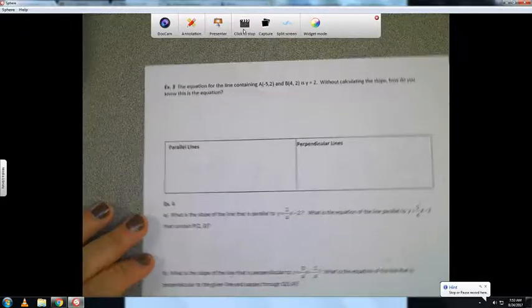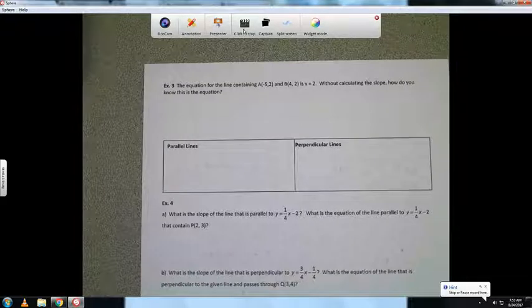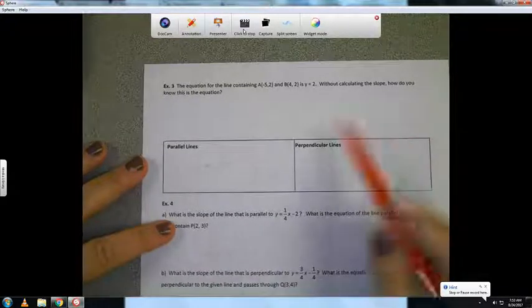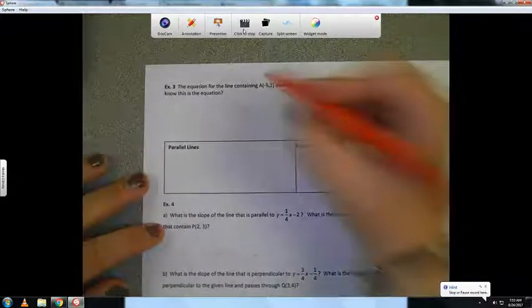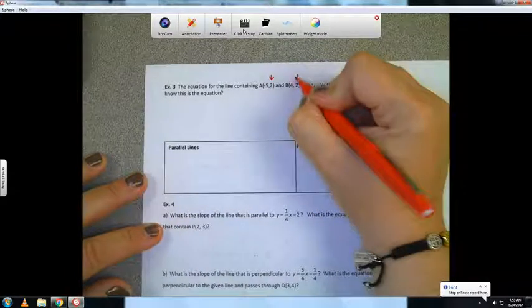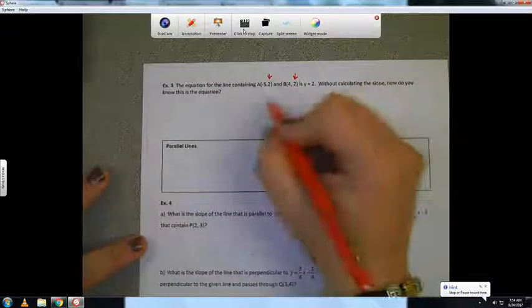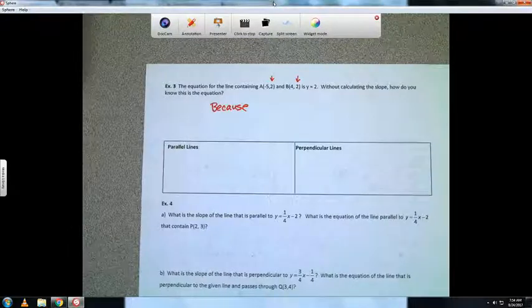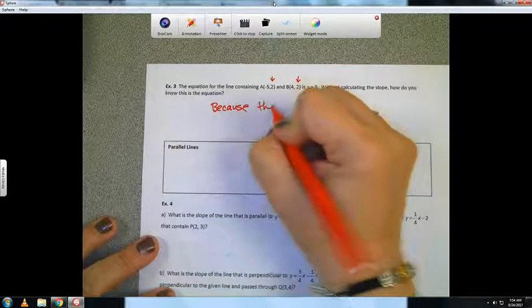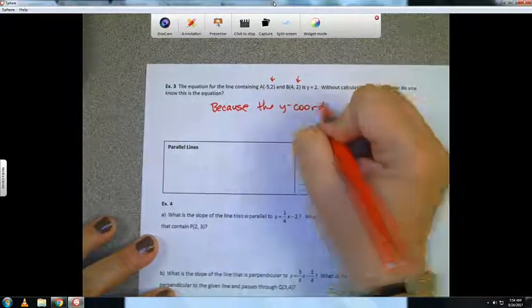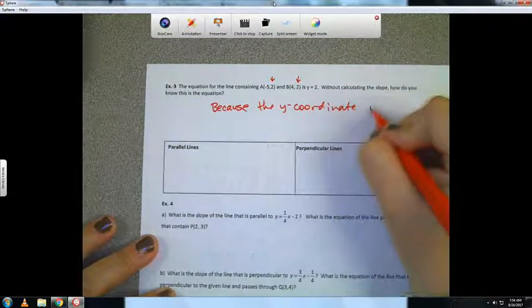Alright, example 3. The equation for the line containing these 2 points is y equals 2. Without calculating the slope, how do you know this is the equation? Well, because you can tell that they both have the same y value. And if they both have the same y value, then they must both be points on y equals 2. So we would say because the y coordinate is the same.